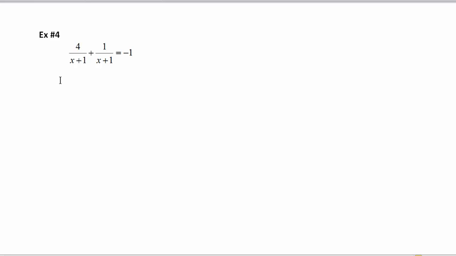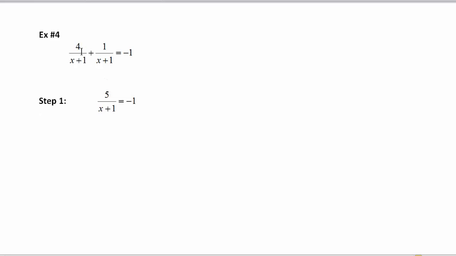All right, last example. Let's try example 4. So example 4 is a little bit different, right? Because notice we have 3 terms here. With all of the other equations, it was just a direct proportion. But if you notice, we have the same denominator. So my first step would be, okay, well, if I have the same denominator, I can do the addition or subtraction across the numerator. So 4 plus 1 is 5. So I'll be left with 5 over x plus 1.